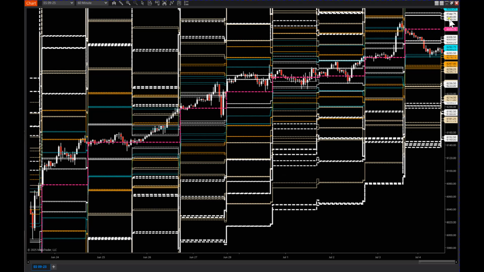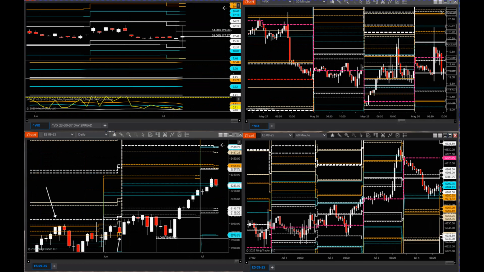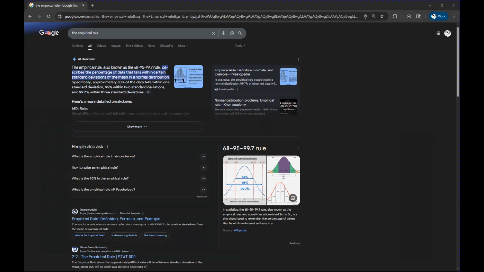Look it up. In fact, we can do that right now. Hang on. So it's the 68, 95, 99.7 rule. It's the percentage of data that falls within a certain standard deviation of the mean of a normal distribution. So 68% of the data falls within one standard deviation, 95% within two, and 99.7 within three. But if you divide the 68 into two, you get 34, 34, 68. So that's why I use the 34.